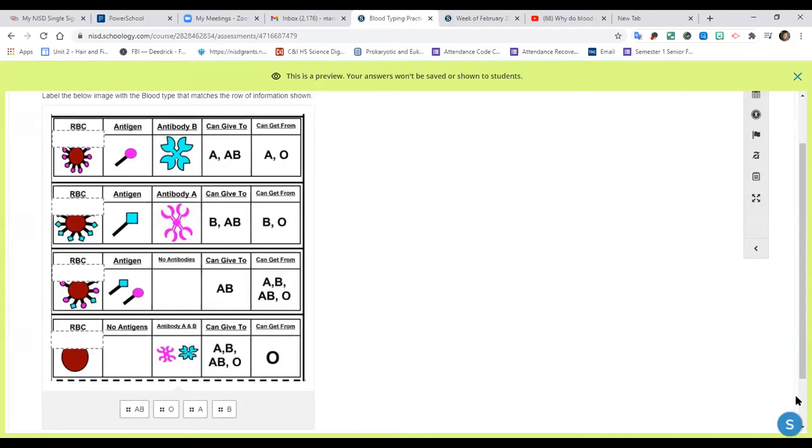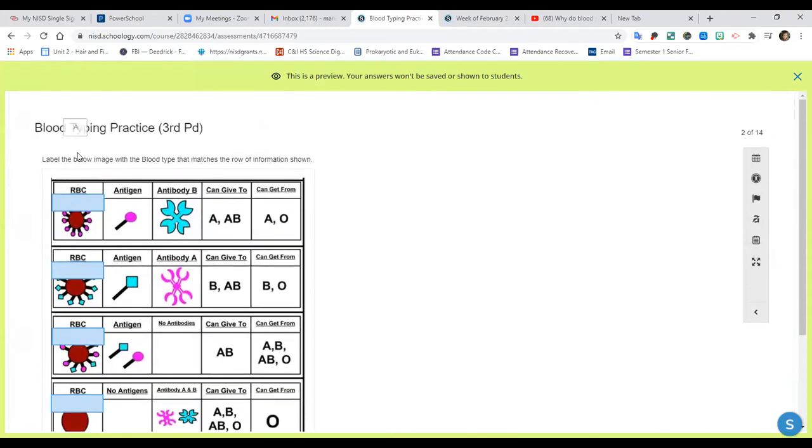Why? Because they're foreign antigens. So if it has an antibody B, that means this red blood cell is against B. So that means this red blood cell has to be an A. You see that? So I'm going to help you with that one.